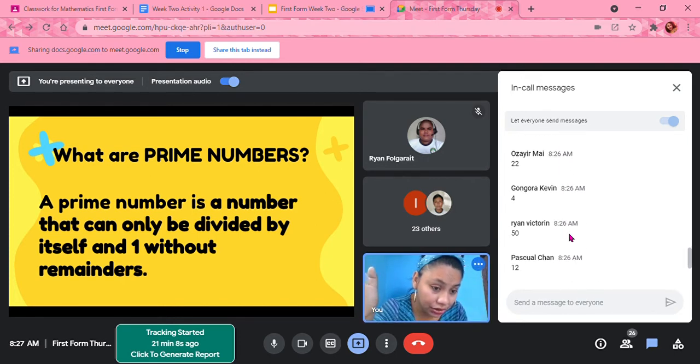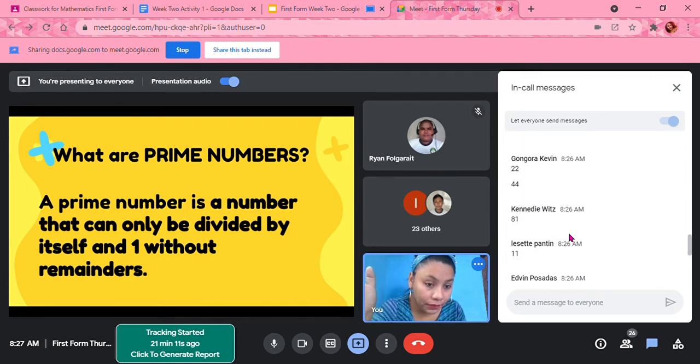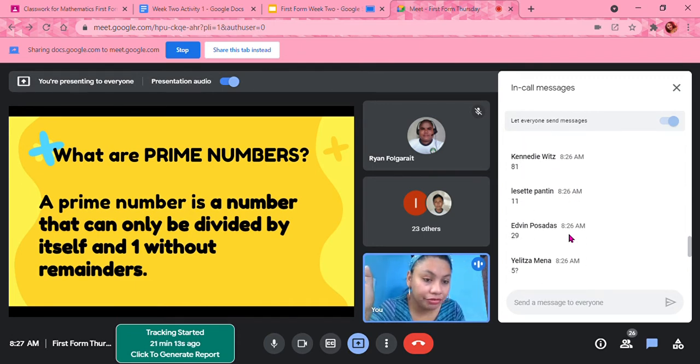Let's see. Where does it begin? Okay, the first number is 81. I can divide 81 by 81. I can divide it by 1, but I can also divide it by 9, because 9 times 9 gives me 81. So because I can divide 81 by another number, 81 is not a prime number.